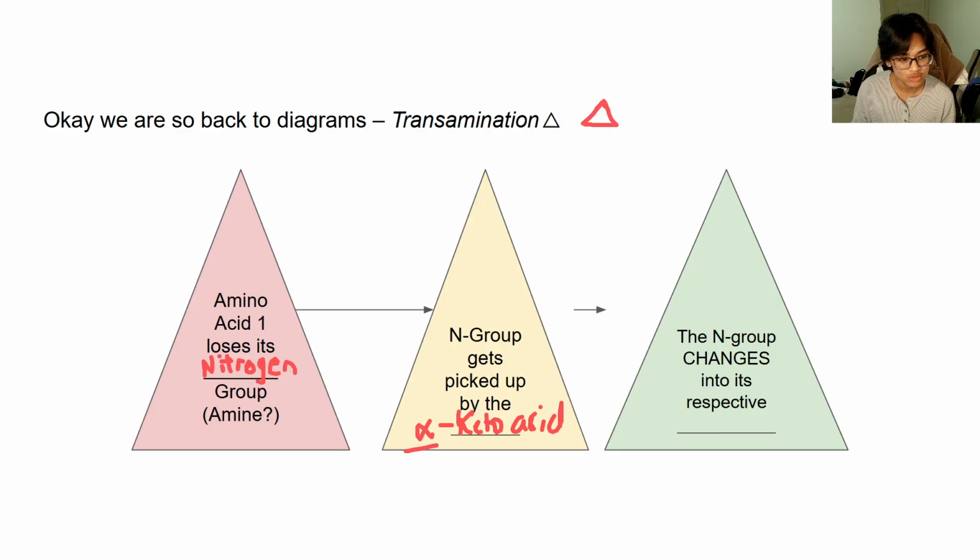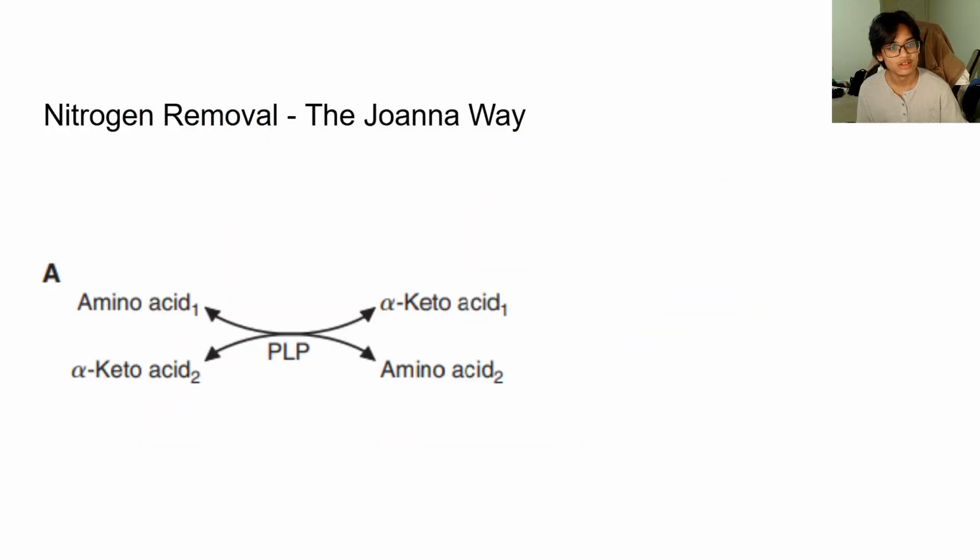This is not the actual name of it, but this is the generic name. And then the N group changes, sorry, this is wrong. The alpha keto acid changes into its respective amino acid. What does any of this mean? Okay, let's see it.